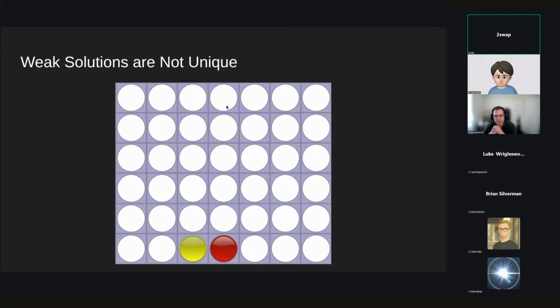Okay, so another thing about weak solutions is they're not unique. So there is a bit of creative, how do I say it, creative choice you can make when you're constructing the weak solution. So for example, I mentioned this was red to win. So in theory, of course, this is still red to win, because it shouldn't matter what yellow does. Now in this position, it turns out there are 2 correct continuations, being this column and this column.